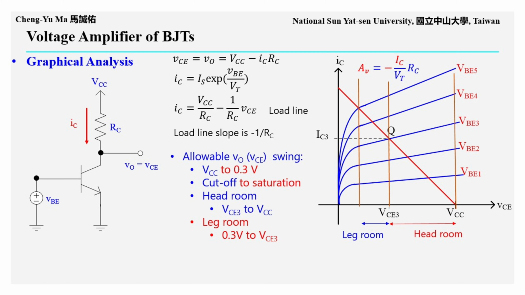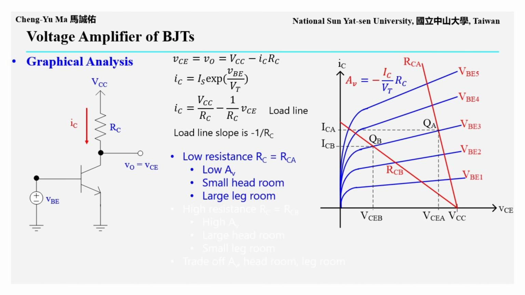Conversely, when a positive VBE signal is applied at the Q point, the output voltage VCE decreases. If VCE falls to about 0.3 volts or below, the BJT moves from active mode into saturation mode. As introduced earlier, when a BJT operates in saturation mode, its gain becomes very low and it may no longer amplify the signal effectively. Therefore, the range from the DC bias point VCE3 down to the active mode boundary at about 0.3 volts is called the leg room. It represents the lower output swing allowed by this circuit.